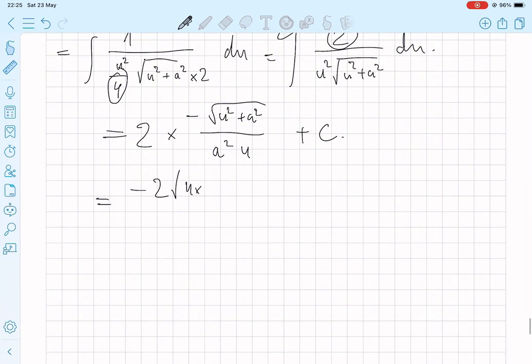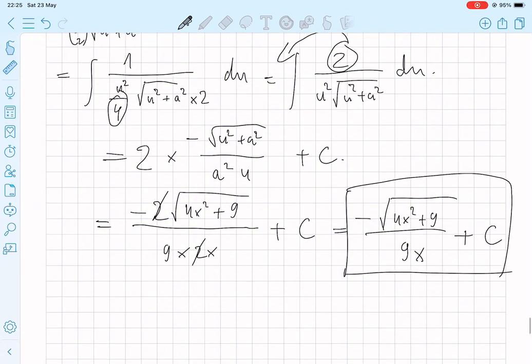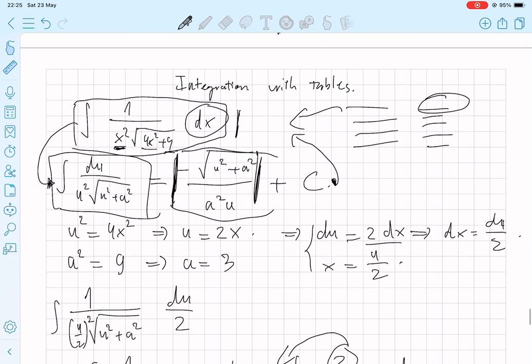So u squared is 4x squared and a squared is 9, so I make a substitution on that. And then for a squared it is 9 and u is 2x, so 9 multiplied by 2x, and I will cancel both the 2 in the numerator and denominator. So it will give us the negative of the square root of 4x squared plus 9 over 9x, plus c. So the final answer is here.